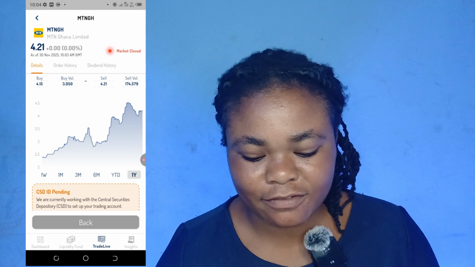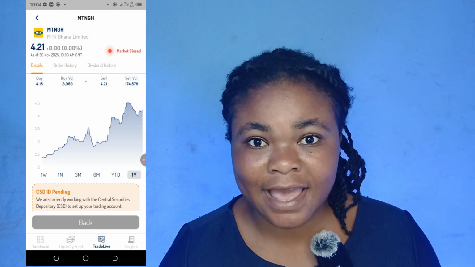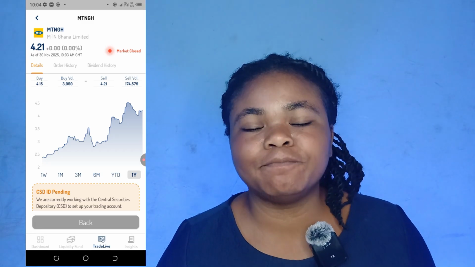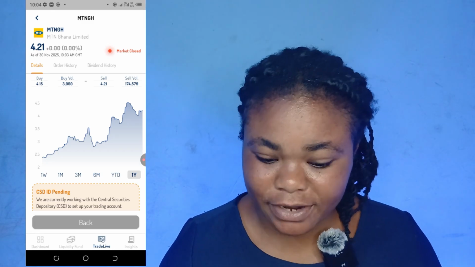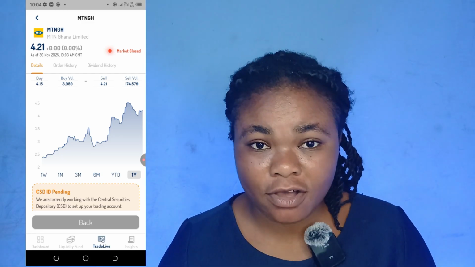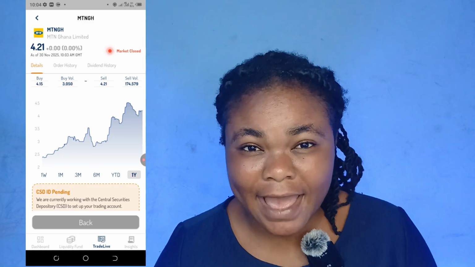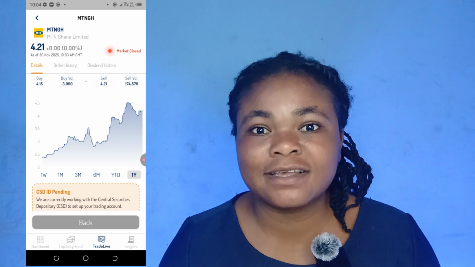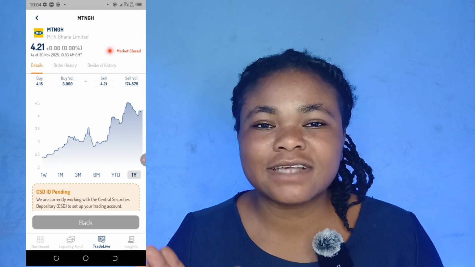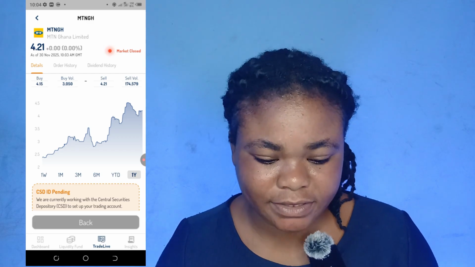Having bought it at the sell price, at the moment you want to sell the stock you have already bought, you sell it at 4 cedis, 15 pesewas, because the buy price is the price the buyers are offering. So that's how the stocks work.